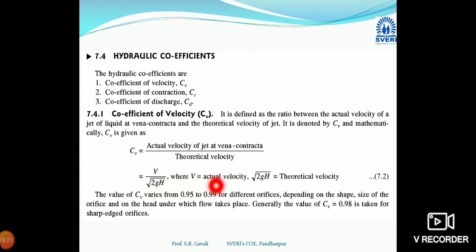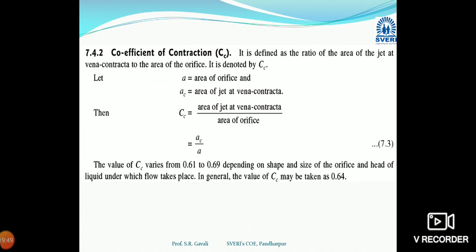Okay, therefore this CV will represent V, the velocity at vena contracta, and root 2gh is the theoretical velocity. So CV is equal to V divided by the square root of 2gh. That ratio is called the coefficient of velocity, and the value for this is generally taken as 0.95 to 0.99, but generally the value is taken as 0.98 for sharp edged orifices.